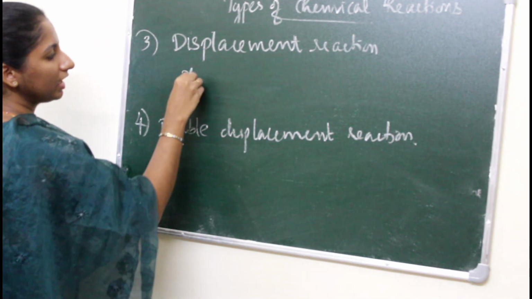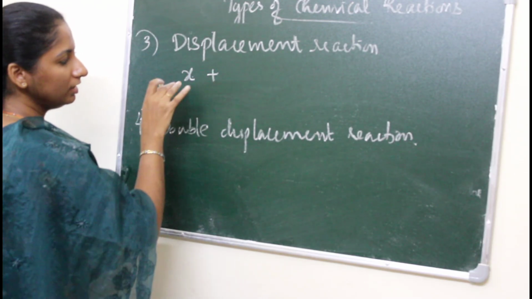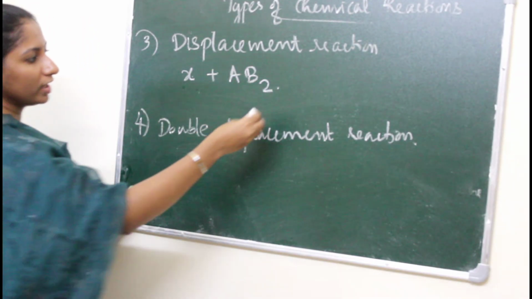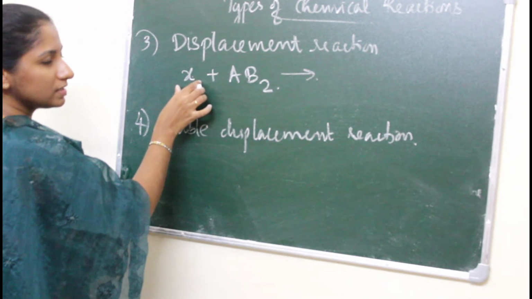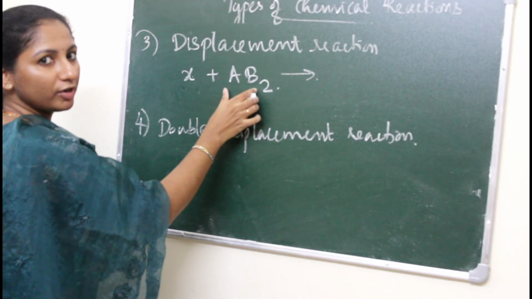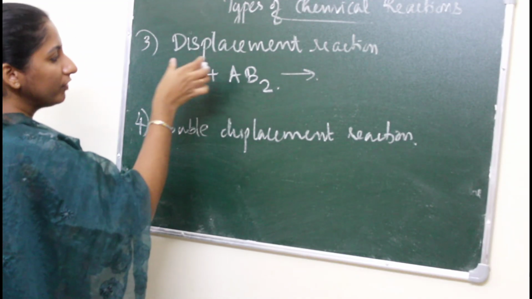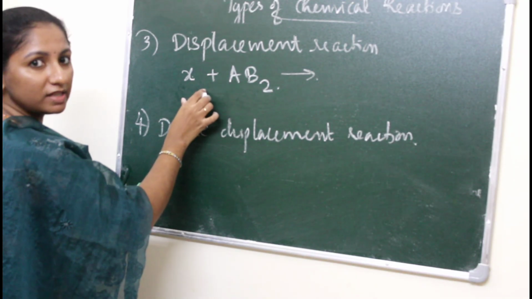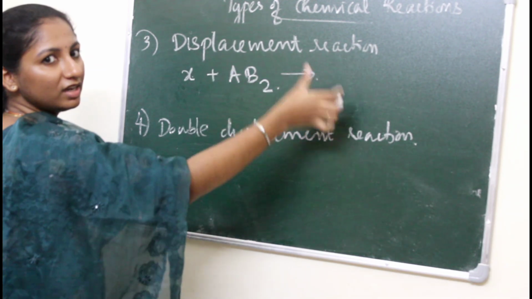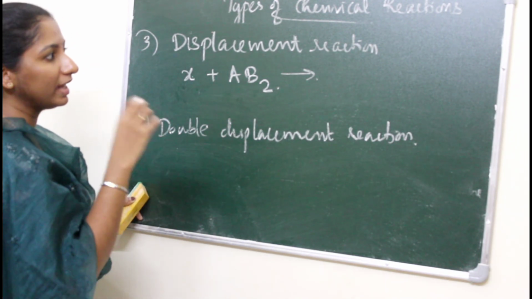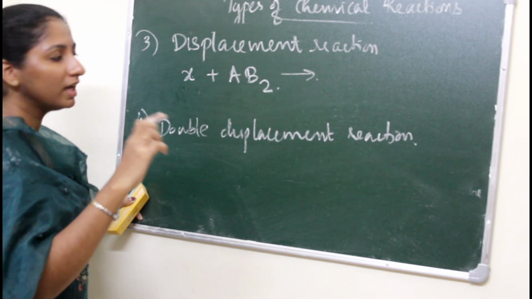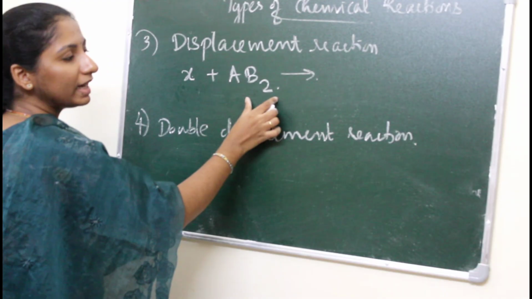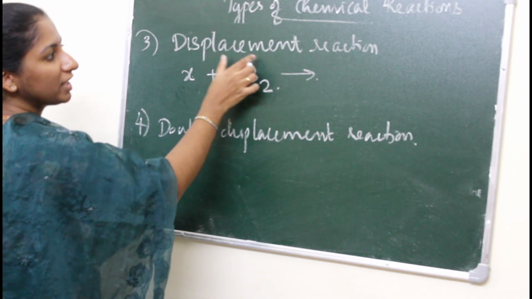So here we are taking a single ion or a single element and we are combining it with, let's take, a compound. Okay, so what will happen? This single element will displace one ion from this compound to give a different product. That is, an ion is displaced. One means this element displaces one ion from this compound. So a single ion is displacing. So that's why we are calling it a displacement reaction.